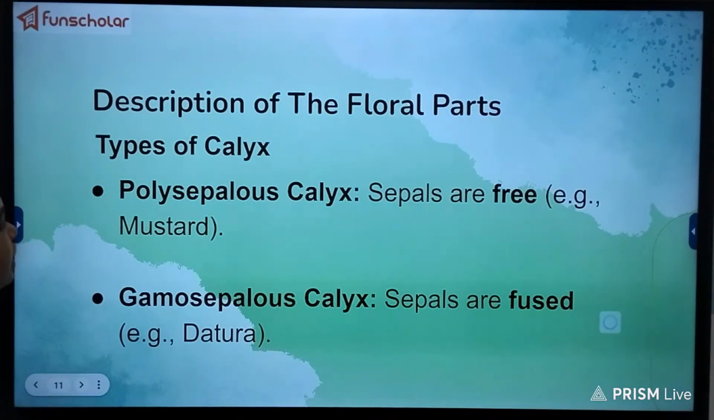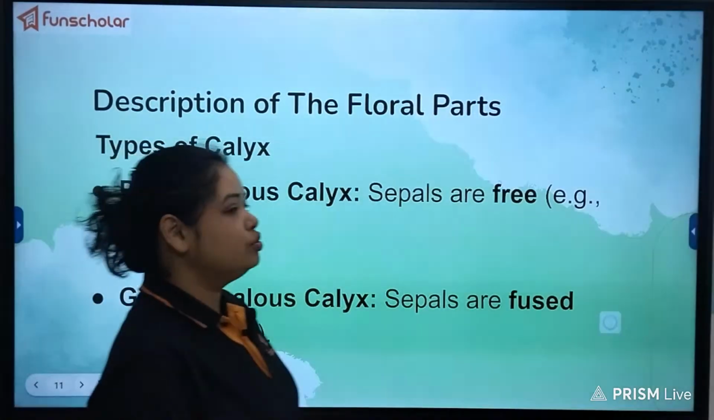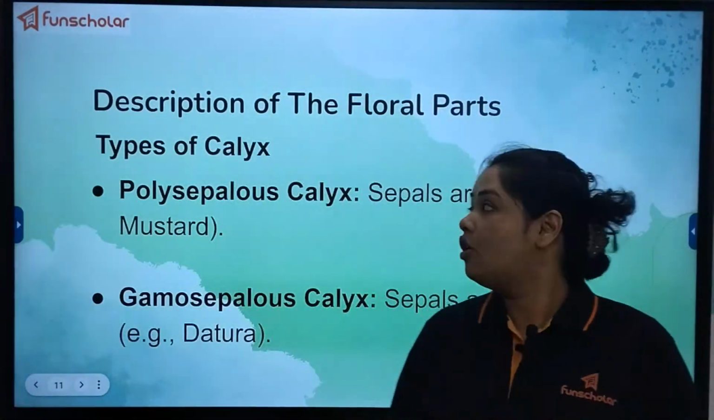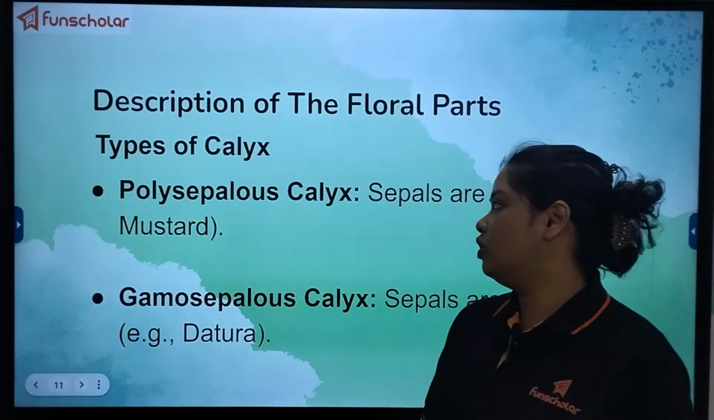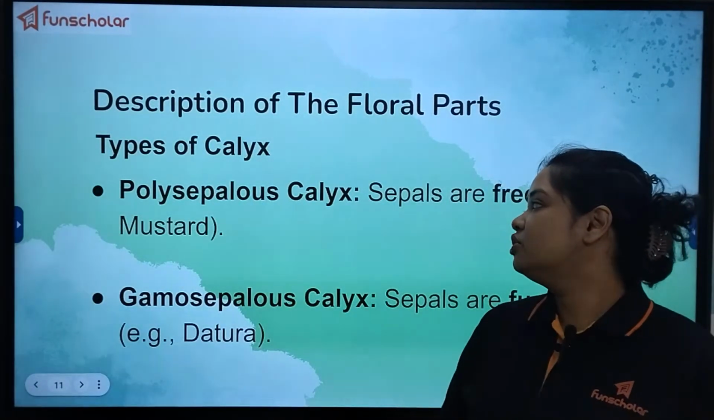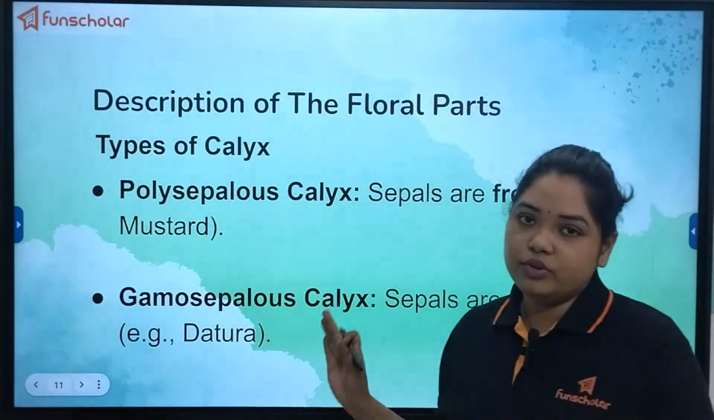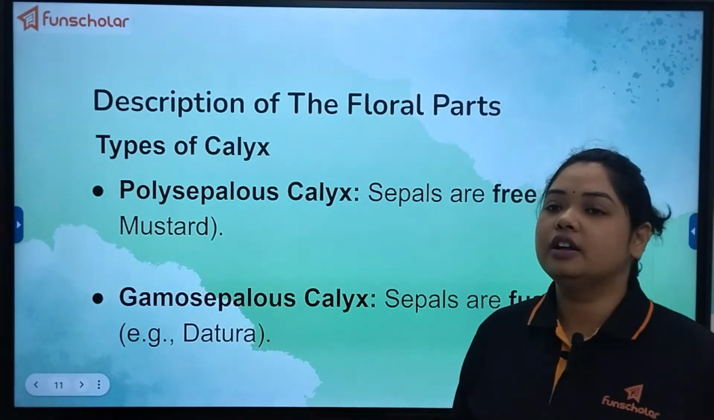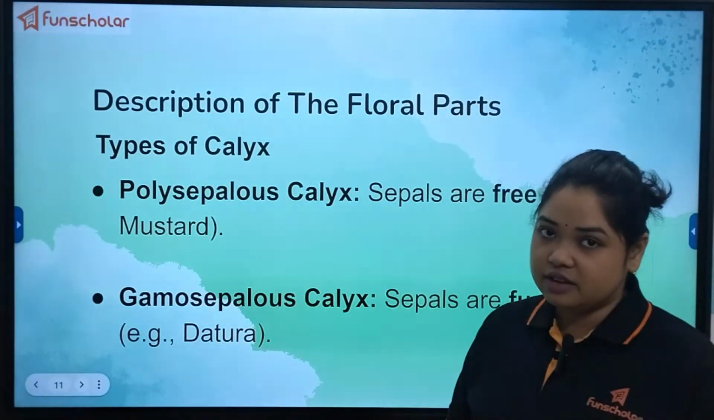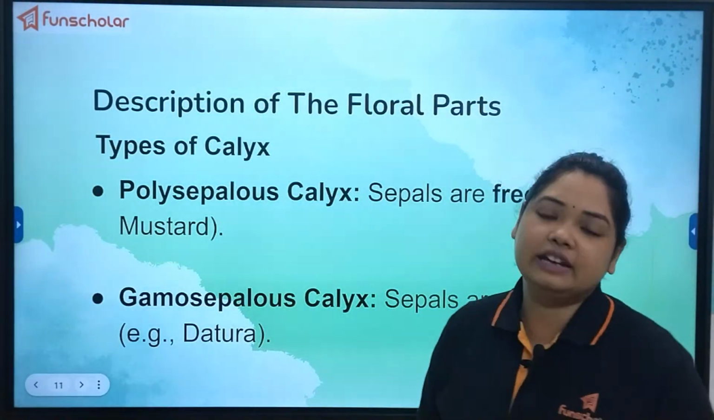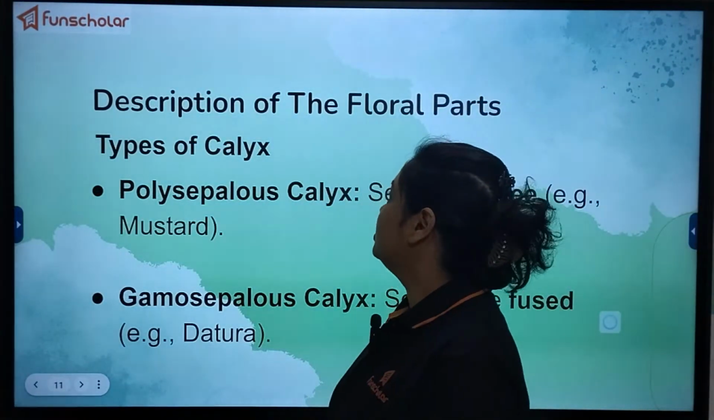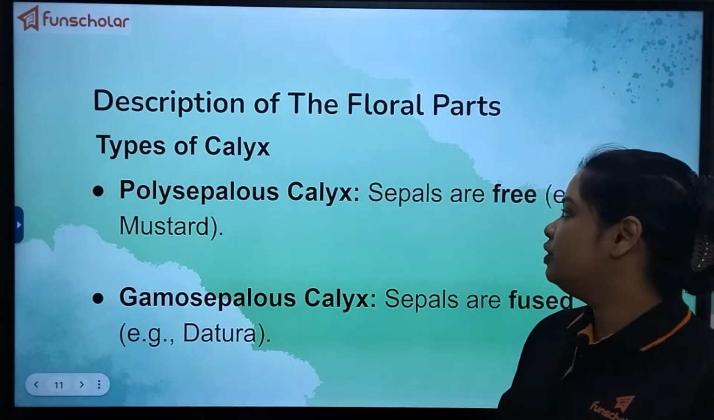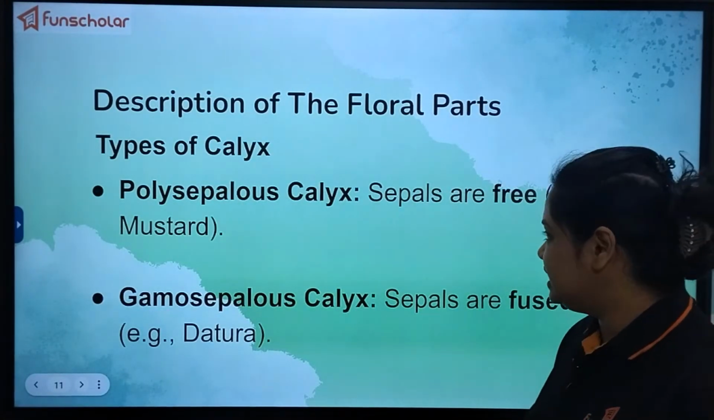Now we will come to the categories of different types of the calyx. So this part we haven't dealt with till now, but from this part we are dealing with it for the first time in this chapter and in this grade. So first of all we'll learn about different types of calyx.